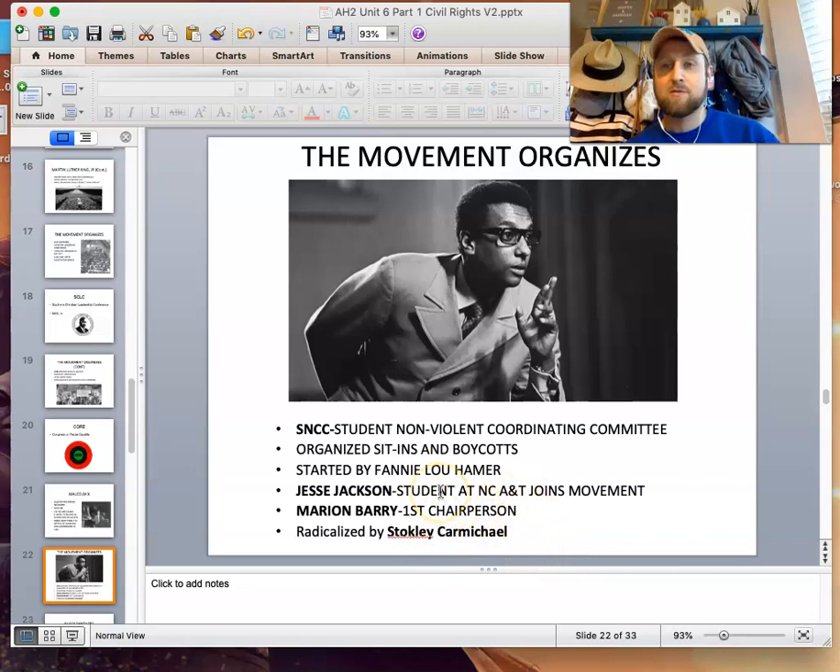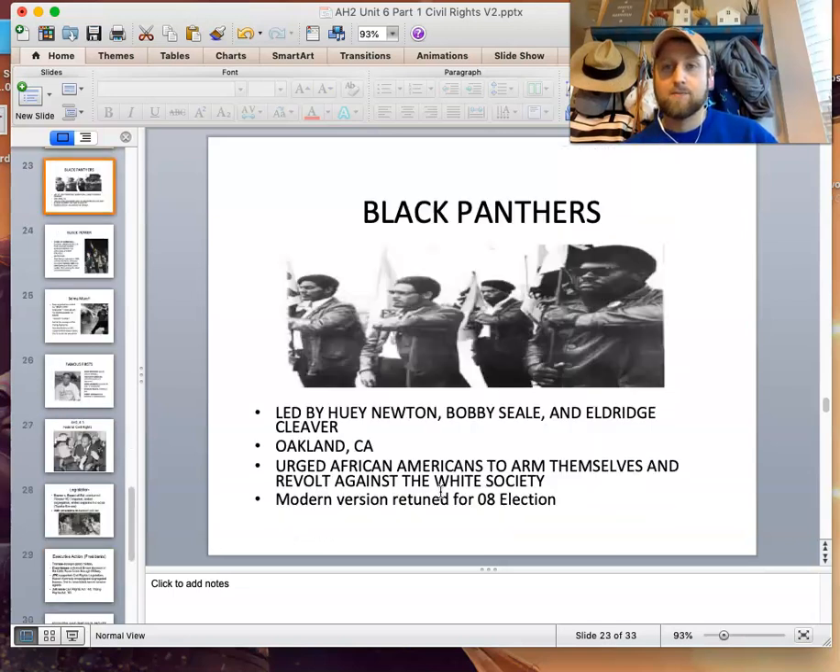Jesse Jackson, the Reverend, still around, big civil rights leader, huge person as far as civil rights in the United States.